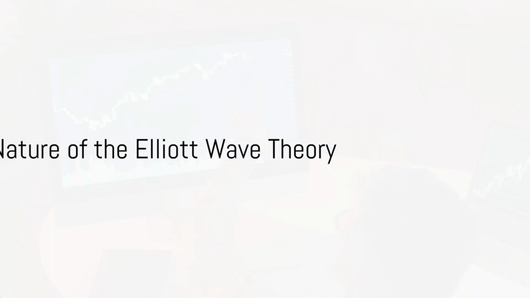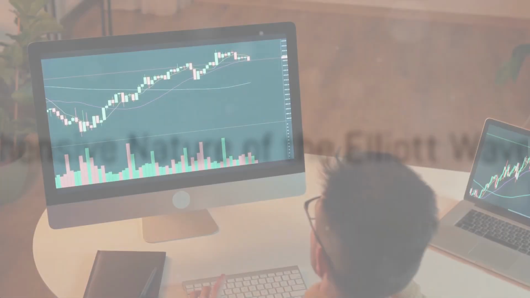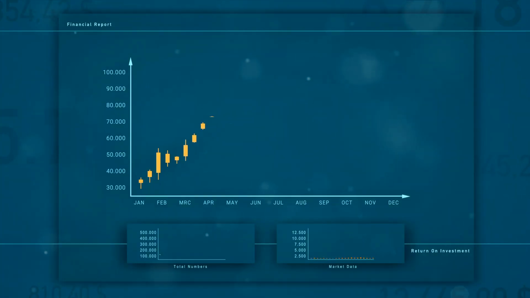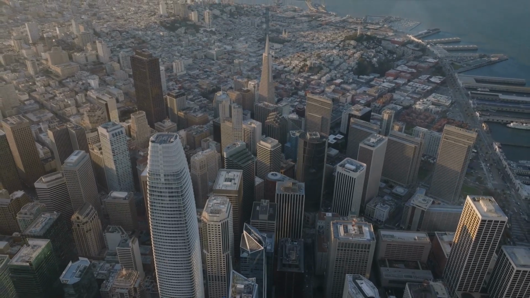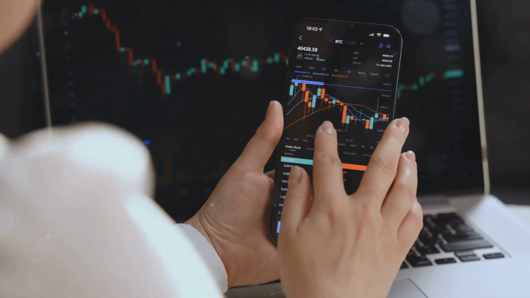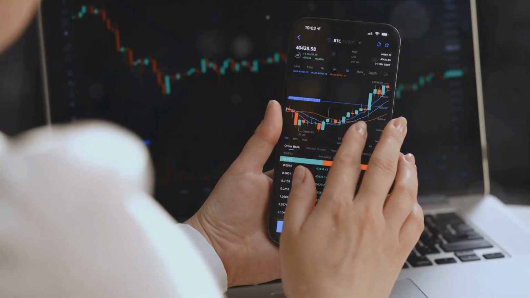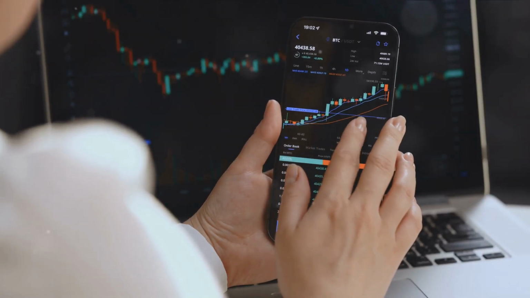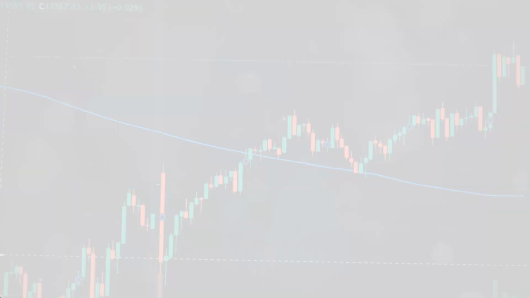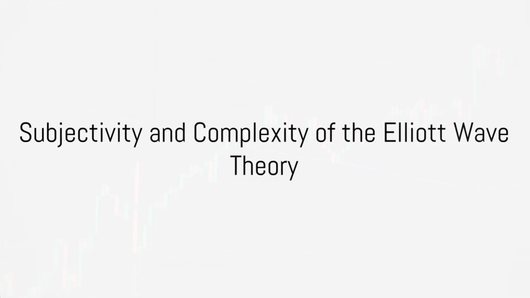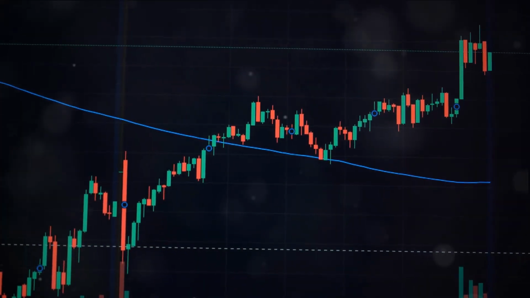Another advantage is the comprehensive nature of this theory. Unlike other trading theories that focus on a single aspect of trading, the Elliott wave theory offers a holistic view of the market. It considers a wide range of factors, including investor psychology, market highs and lows, and broader economic factors. Yet, no theory is without its drawbacks, and the Elliott wave theory is no exception.